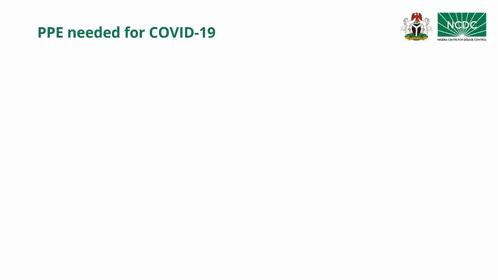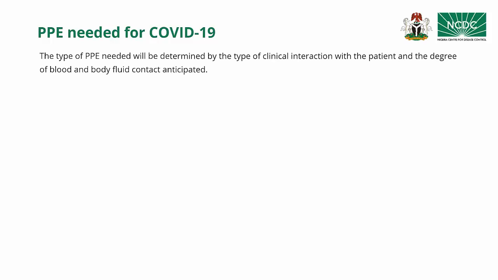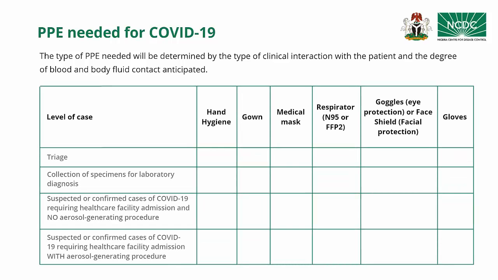The type of PPE needed for COVID-19 will be determined by the type of clinical interaction with the patient and the degree of blood and body fluid contact anticipated. All clinical interactions, as shown in the table, require health workers to perform good hand hygiene. During triage, medical masks should be worn. For the collection of specimens for laboratory diagnosis, gown, respirator, goggles or face shield, and gloves are to be worn.